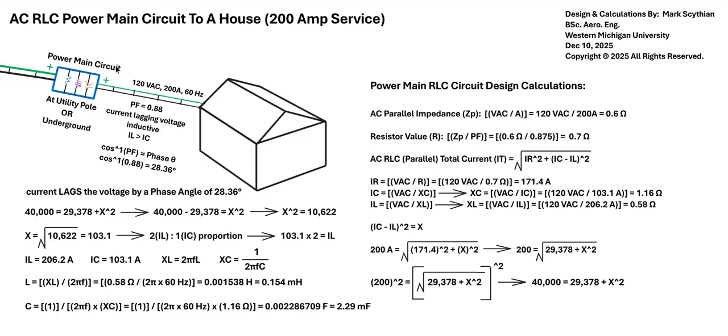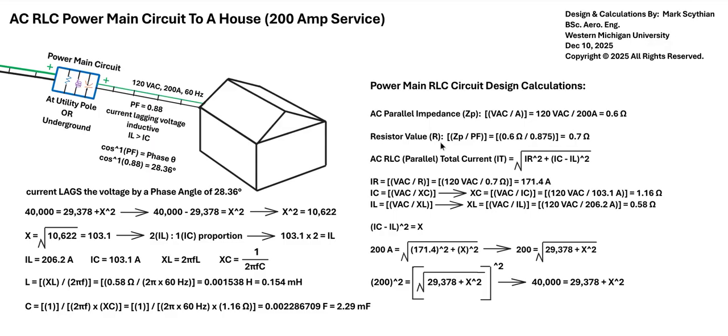So now we have to design, build, and implement the power main circuit, which is usually at the utility pole or underground or perhaps on a peripheral power station delivery unit, depending on the city's politics. So we can start with the power main RLC circuit design calculations. We start by solving for the AC parallel impedance. We can take the effective voltage divided into the total current. So 120 volts AC divided into 200 amps, we get 0.6 ohms.